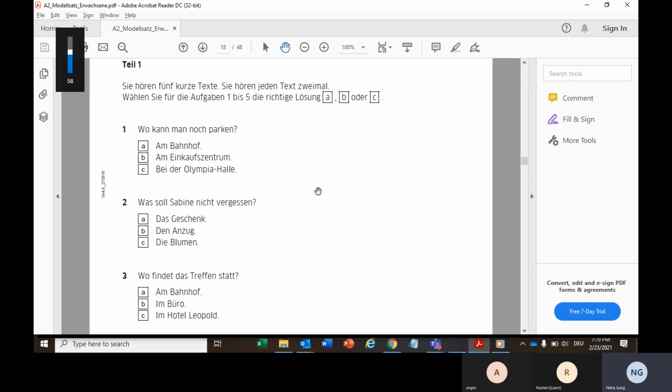Eine Information für die Besucher des Basketballspiels heute in der Olympiahalle. Die Parkplätze in der Nähe sind schon besetzt. Im Parkhaus am Einkaufszentrum gibt es noch freie Plätze. Besucher von außerhalb sollten nicht mit dem Auto kommen. Nehmen Sie die Bahn. Vom Hauptbahnhof gibt es kostenlose Busse zur Olympiahalle.